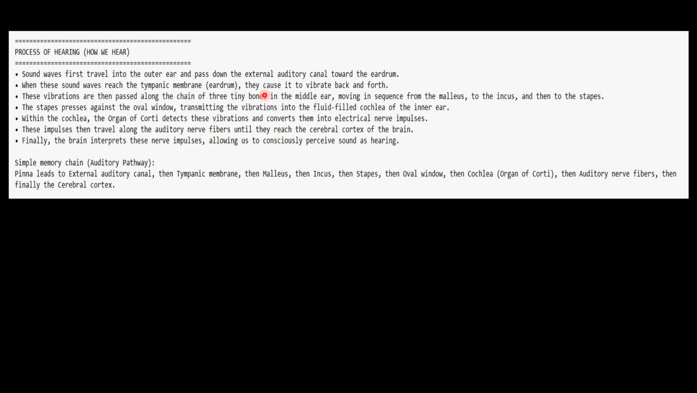Okay, so this is the overall process. Now if someone asks you for a simple memory chain for the auditory pathway, you can say: first the pinna leads to the external auditory canal, then the tympanic membrane, then the Malleus, then the Incus, then the Stapes, then the oval window, then the cochlea, which has the organ of Corti, then the auditory nerve fibers, and finally the cerebral cortex. Clear? So this is how things work. This is how we hear.